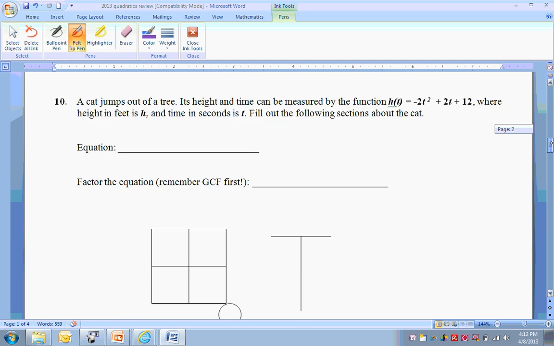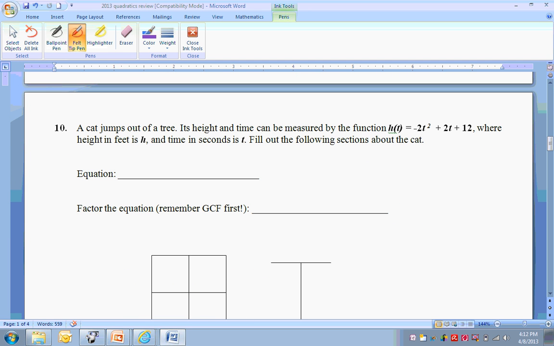All right, moving on to page 2. This is problem 10, and it says a cat jumps out of a tree. Its height and time can be measured by the function h of t equals -2t squared plus 2t plus 12, where the height in feet is h and the time in seconds is t. Fill out the following sections about the cat. Well, they want us to factor the equation, and they ask us to remember GCF first.